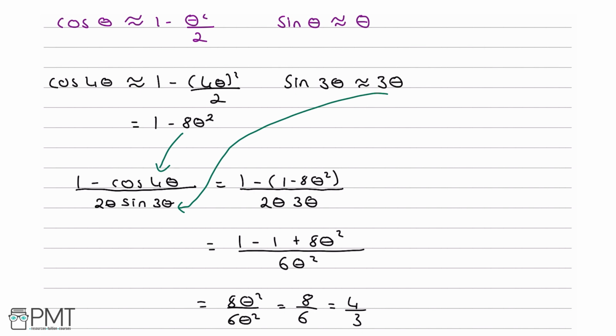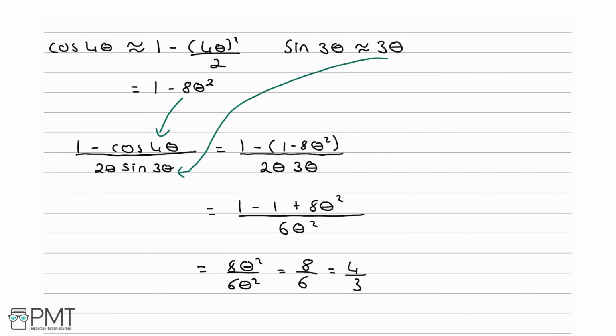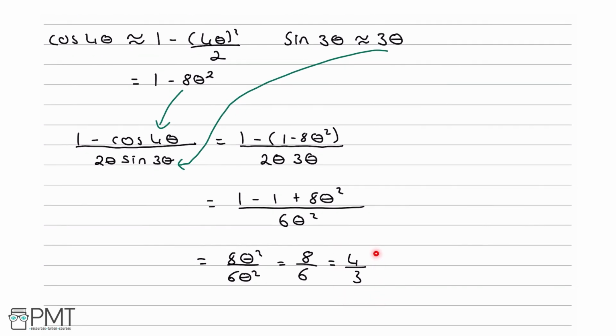For this question, you're awarded 3 marks. The first mark comes from attempting to do either cosine 4 theta or sine 3 theta and correctly substituting it into the original equation as we have done here. Your second mark comes from doing both cosine 4 theta and sine 3 theta into your equation and correctly simplifying it, or attempting to correctly simplify it. Your final mark, the third one, comes from getting 4 over 3 as your final answer.